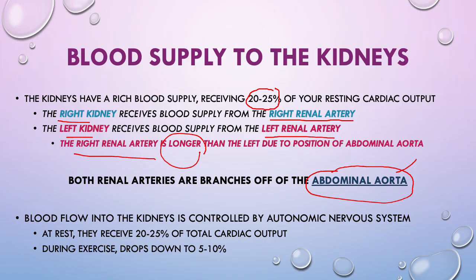Okay, so 20 to 25% of resting cardiac output. During exercise, this drops down to 5 to 10%. And think about it, because we want that blood to go somewhere else where we're using it, such as the muscles.